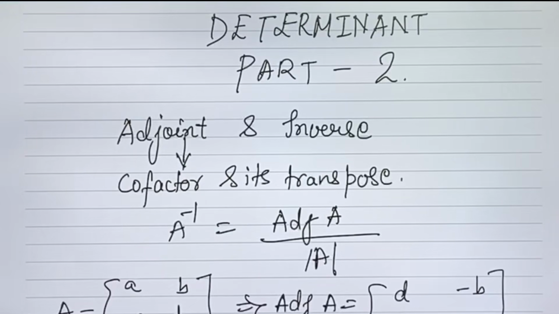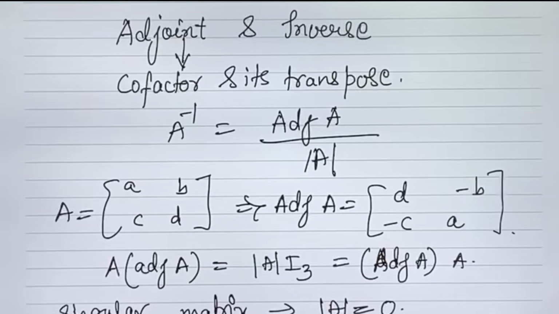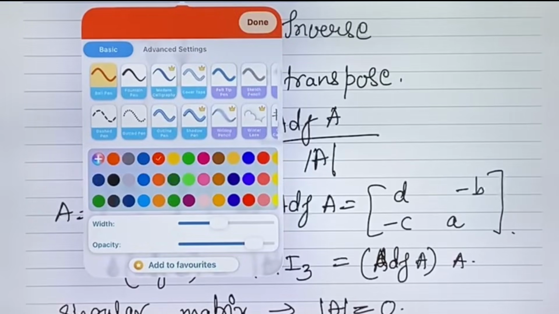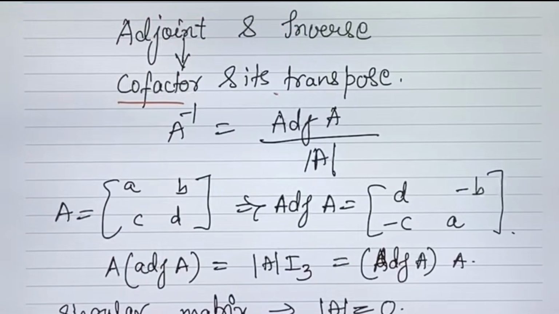Topic is adjoint and inverse. What is adjoint? Cofactor and its transpose. Correct? Transpose means change of row into column, and cofactor already you know. If you don't know, comment in the comment section. I will explain that also. Now, A inverse is equal to adjoint of A upon det of A.